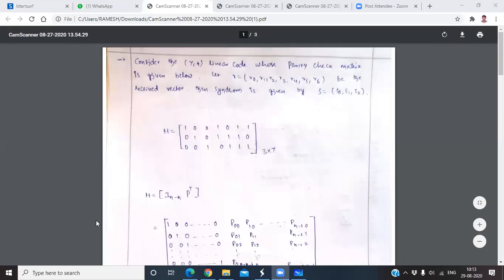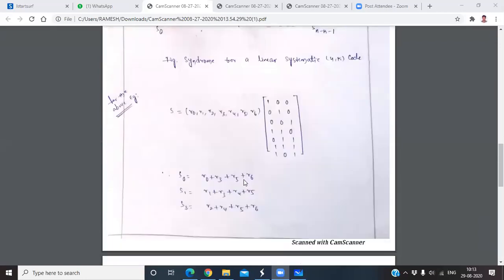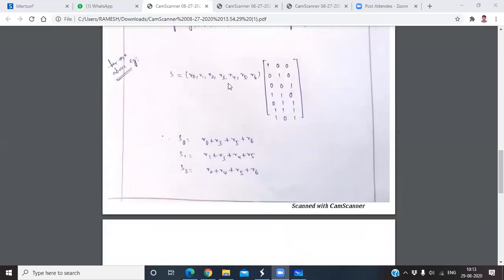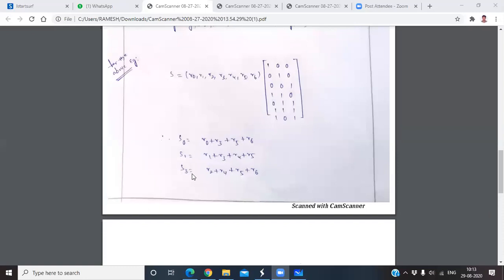Just you have to construct the diagram. So for that, what is the procedure? First, you have to write the syndrome equations, that is the S0 equation, S1 equation, S2 equation. Now, see here. S is equal to R into H transpose. This is R, R0 to R6. This is H transpose. Now, matrix multiplication between these two. Now we can write S0, S1, again this is S2, right? Please change this also, write S2 here.